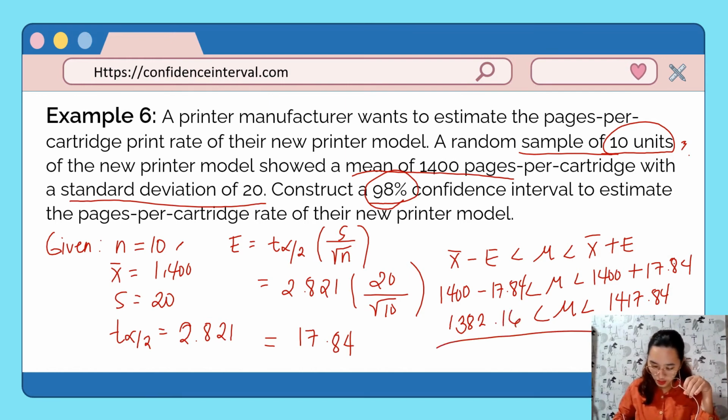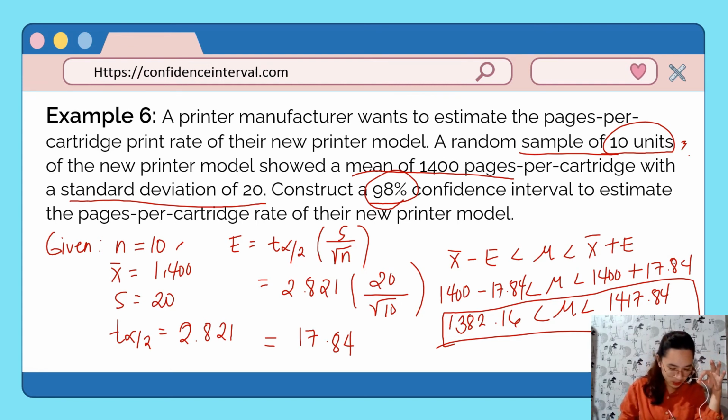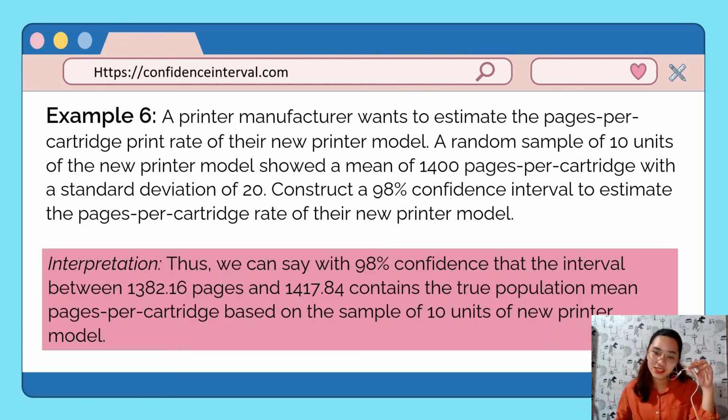Okay. So, ito na po yung ating 98% confidence interval estimate. And so, paano po natin i-interpret yan? Ibig sabihin lang po nan that we can say with 98% confidence that the interval between 1,382.16 pages and 1,417.84 contains our population mean pages per cartridge based on the sample of 10 units of new printer model. So, ganun lang po siya.